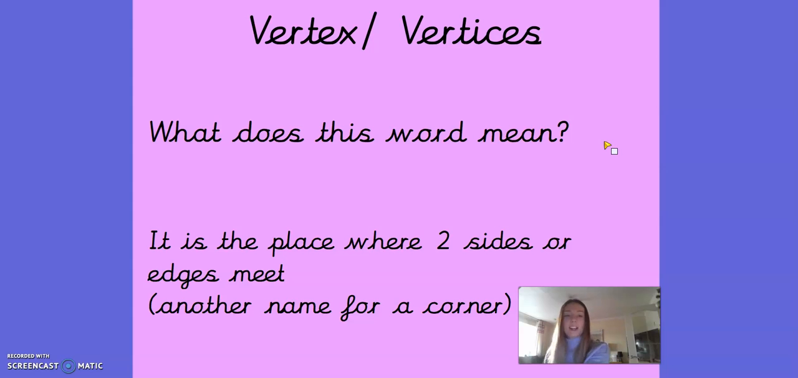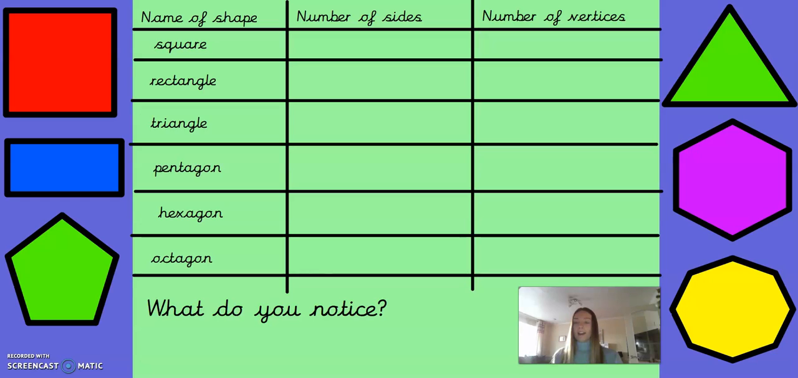Let's have a look at a rectangle. Let's count 1, 2, 3, 4. It also has 4 vertices. So we're going to have a go at filling in this grid, and I can see our different shapes that we have been learning about.